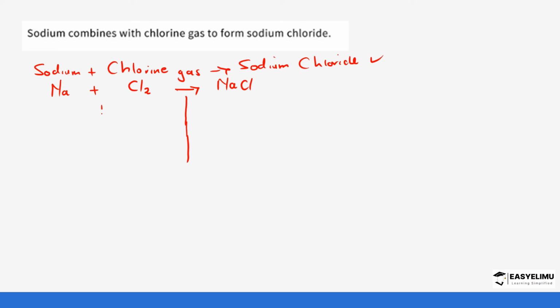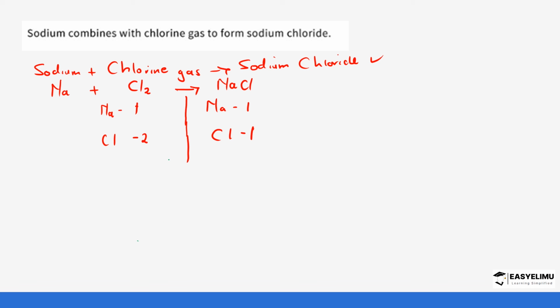Next, we calculate the number of atoms on each side, the reactant and the products. So sodium, we have one. Chlorine, we have two atoms. This side, we have one atom of sodium and one atom of chlorine. So as you can see, the sodiums in both reactants and products are equal, but our chlorines are not equal. So we have to balance the chlorine.